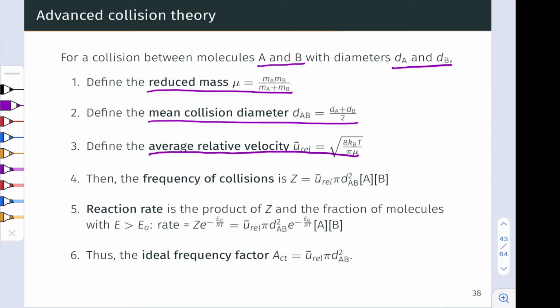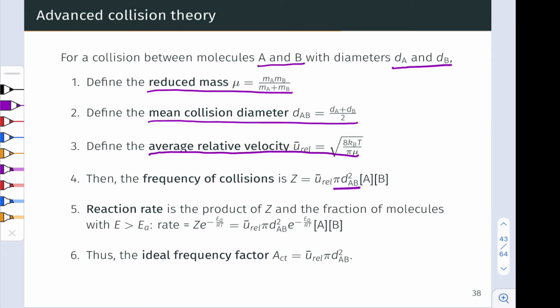Now it's worth noting that this pi d squared AB is an area, right? It's essentially the collision cross-section. It's the area over which reaction can occur, pi d squared. Concentration of A and concentration of B also appear there, since the greater those concentrations are, the greater the frequency of collisions.